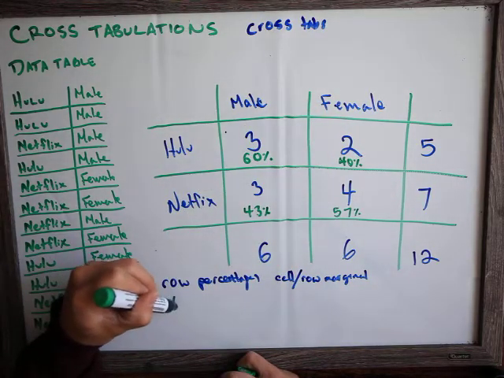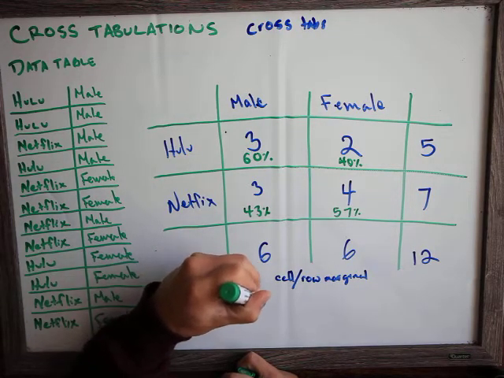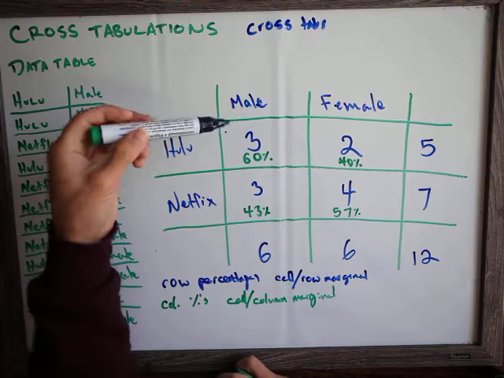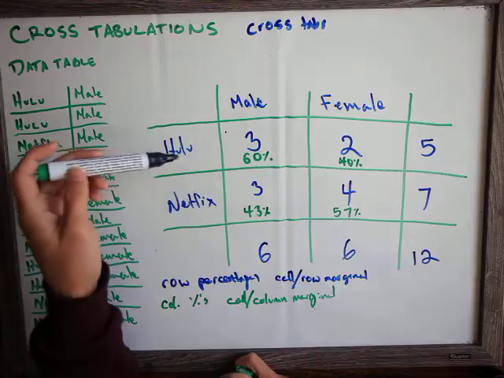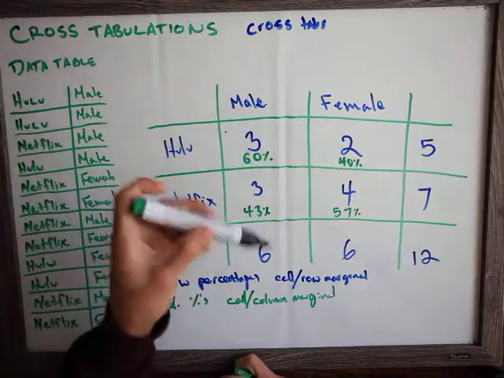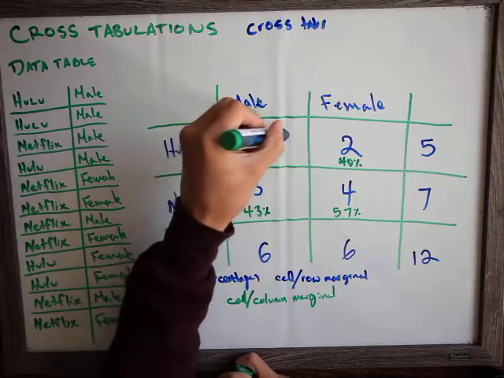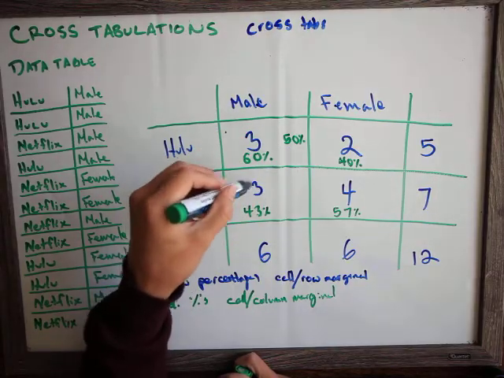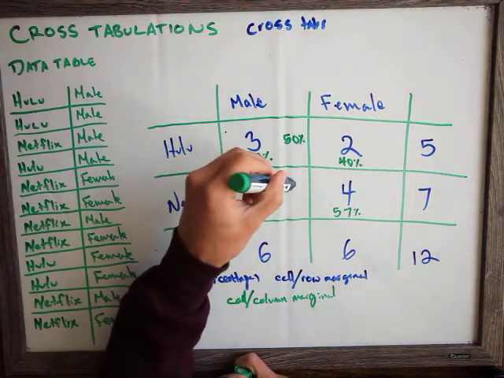Now to get column percentages, we do the cell divided by the column marginal. That's going to be what percent of males watch Hulu and what percent of males watch Netflix. That's different from what percent of Hulu watchers are male and what percent of Hulu watchers are female. So for the male column percentages, we do 3 divided by 6, which is 50%, because 3 is half of 6. To get the percent of males who watch Netflix, we do the same: 3 divided by 6 is 50%.